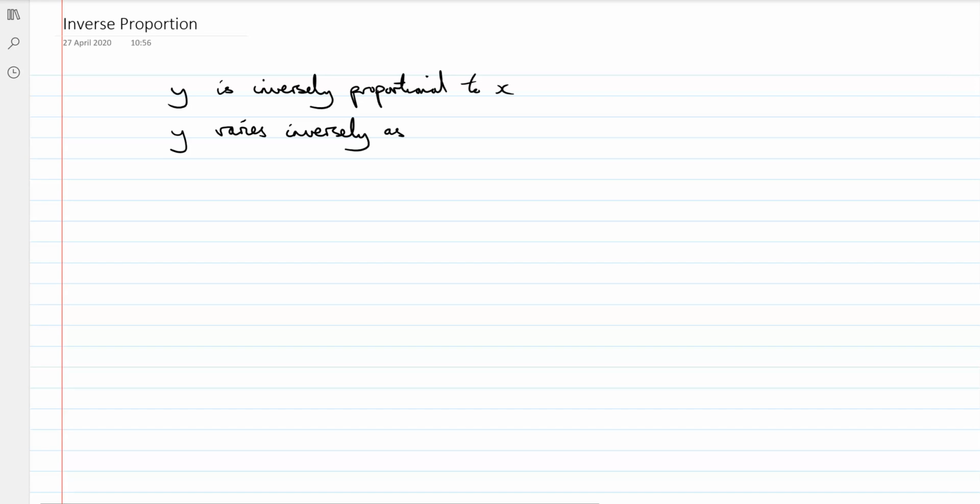Again, they might say something like y is inversely proportional to x, or rarely but sometimes y varies inversely as x. And again, it doesn't have to be y or x, it could be any kind of letters, any variables, but there's a big clue in these questions. If it mentions inverse, then we have to do this question in the inverse way, so a slightly different way to what we did in the previous video where it was just proportionality. So let's have a look at that.